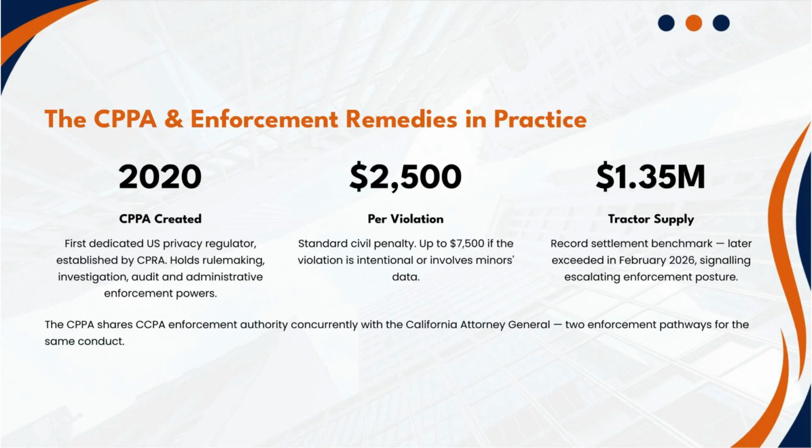Now let's meet something genuinely new in American privacy. A dedicated privacy regulator. The California Privacy Protection Agency was created by CPRA, and I want you to appreciate how unusual this is. Every other American privacy enforcer does privacy as one item on a long list. The FTC also does antitrust and advertising. State AGs do everything. The CPPA does privacy. Only privacy. Why does that matter?